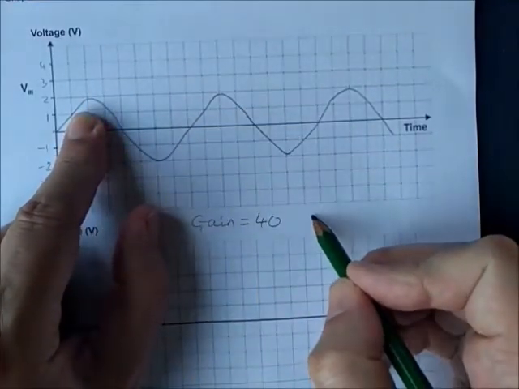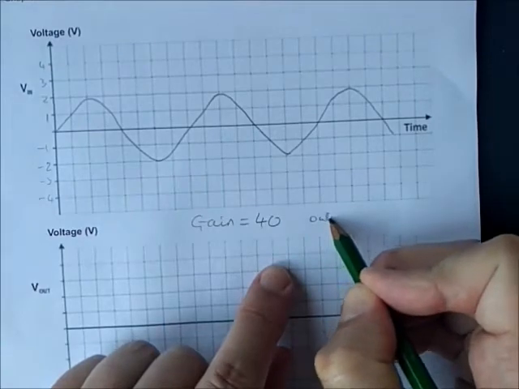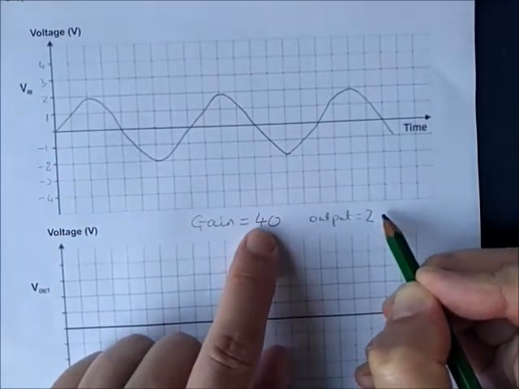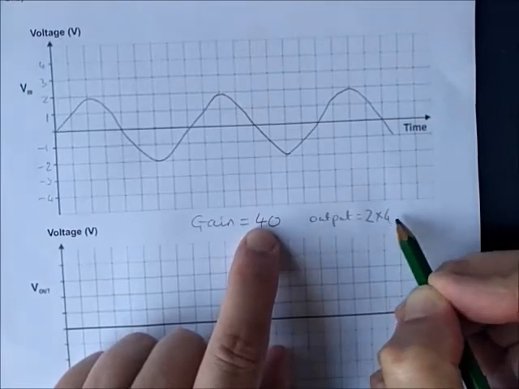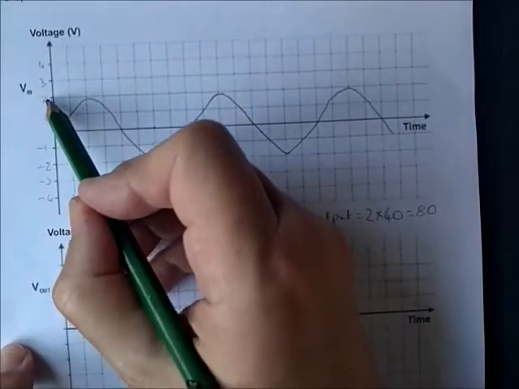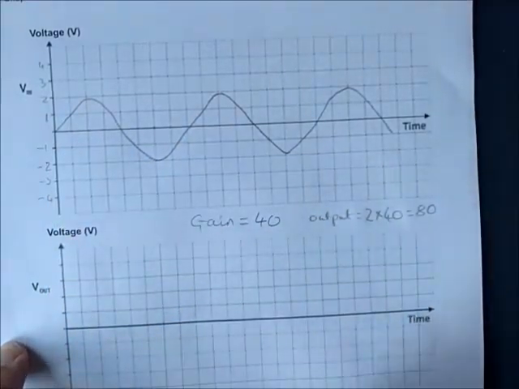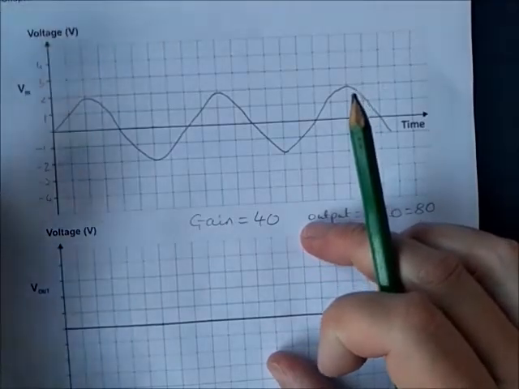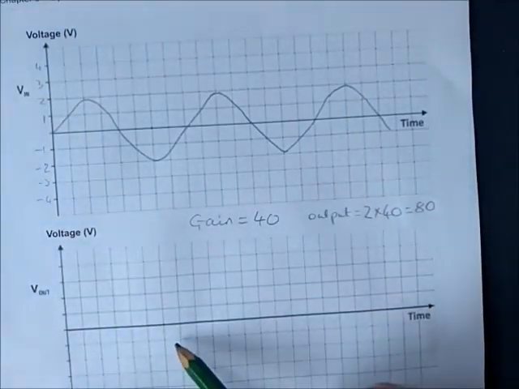So I know that the gain on the output will be 2 times the gain, 40. So the output is going to be 80. So if this is 2 volts going in, it's going to be 80 volts coming out. Now this would mean that I would need a really big graph. It's going to take up half the page.